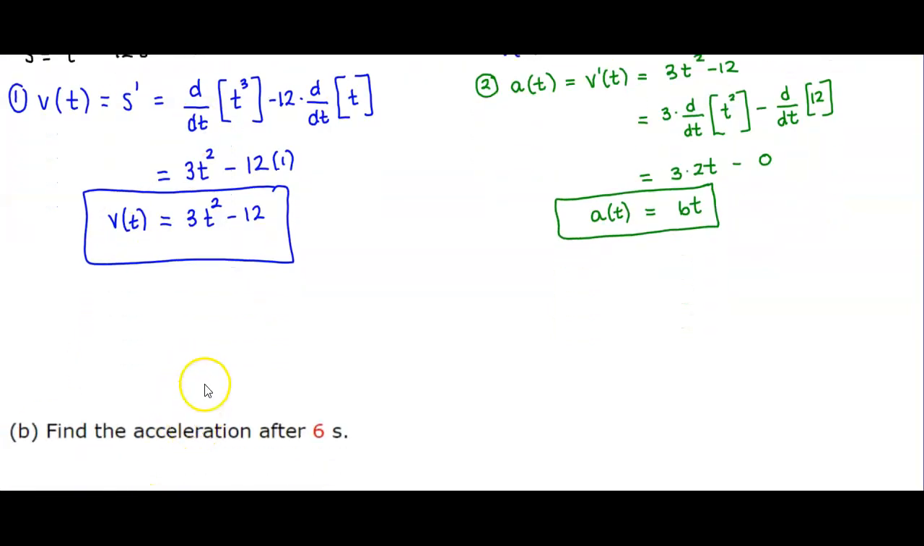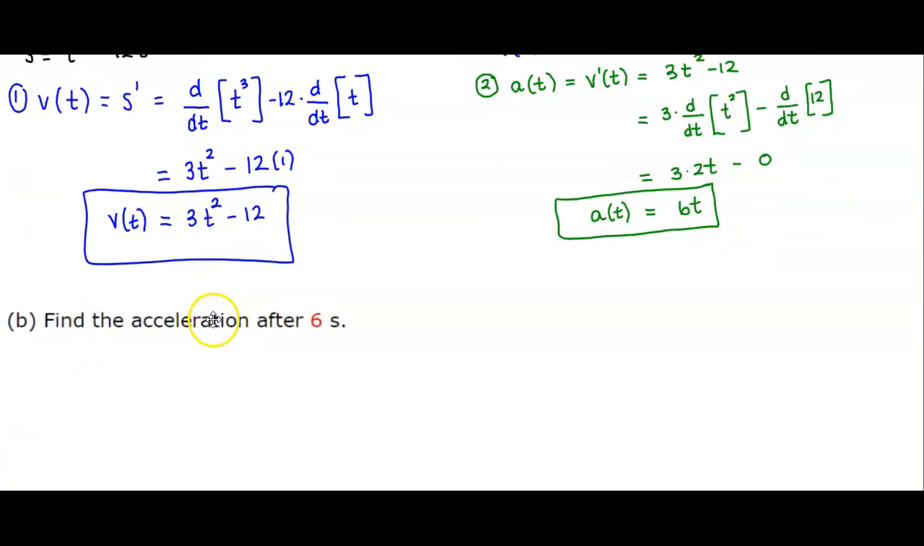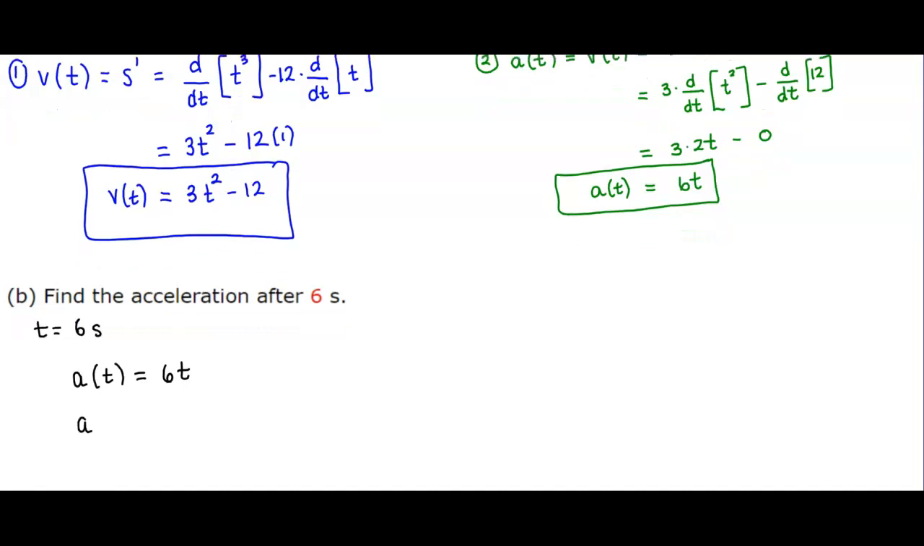Okay, so let's take a look at part B. Part B wants us to find the acceleration after 6 seconds. So that means in our problem, t is going to equal 6 seconds, and we're going to plug it into the acceleration function, a of t, which is equal to 6t. We want to find a of t when t is equal to 6. And so 6 times 6 is going to give us 36 meters per second squared.